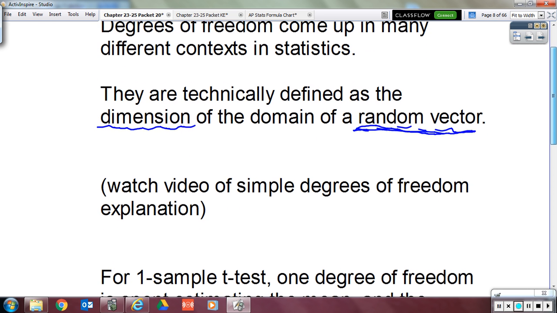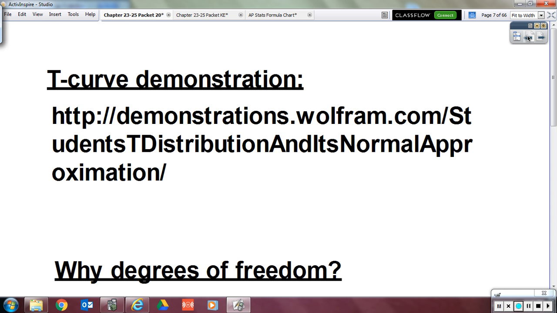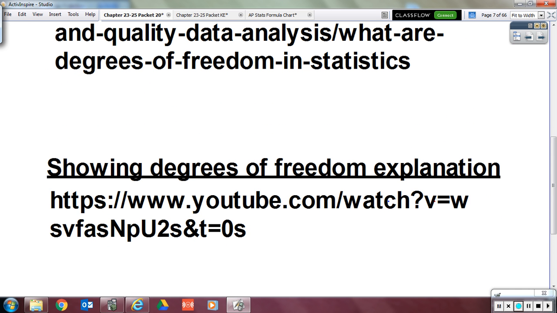I don't really quite understand this. So I watched a video that was a really nice little simple explanation of why it is called degrees of freedom. And it's about a minute long. I was going to show you that. So let's take a look at this little video here. If I can get that to play.